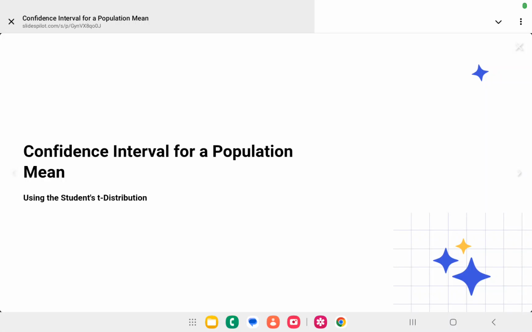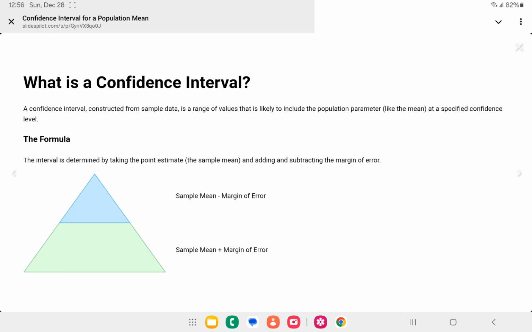Welcome. In this video, I'll be constructing confidence intervals for a population mean using the student t distribution. A confidence interval constructed from sample data is a range of values that is likely to include the population parameter at some specified confidence level. The confidence interval for a population mean is determined by taking the sample mean, the point estimate, and subtracting and adding the margin of error to it.